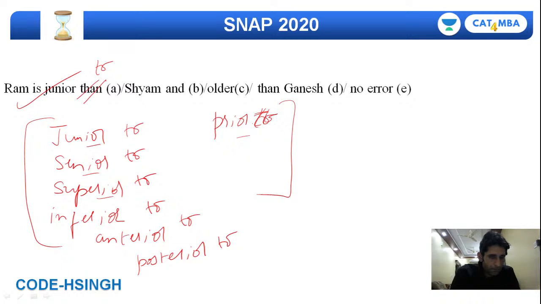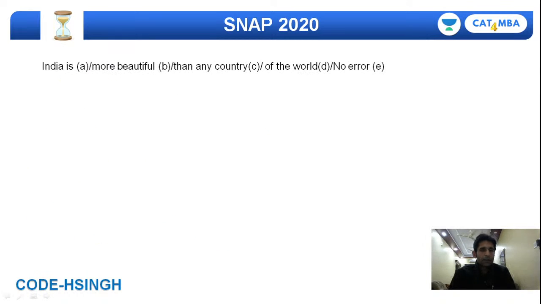Okay, let's move on to the next question. Now, this is an interesting one. India is more beautiful than any country of the world. Let's see who can answer this one correctly.